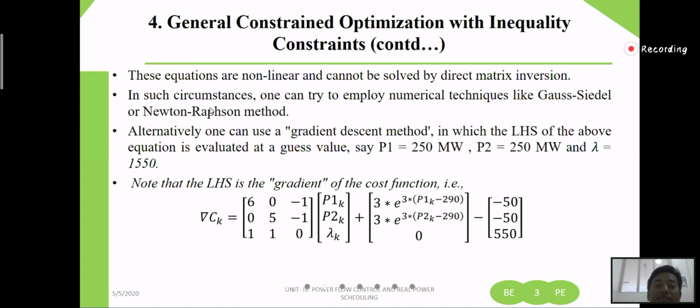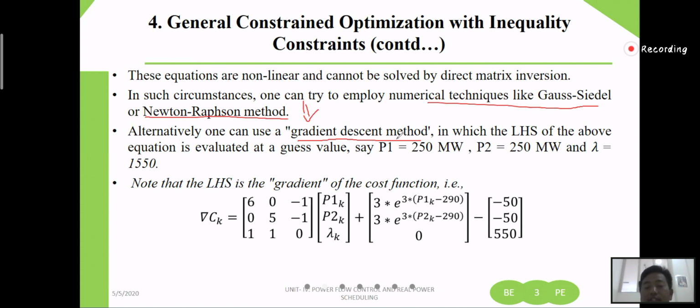So in such circumstances, one can employ numerical techniques like Gauss-Seidel or Newton-Raphson method, which you have learned in power system stability and analysis. You try to solve using Newton-Raphson or Gauss-Seidel, whichever you find easier, both ways will work. Alternatively, we can also use the gradient descent method.